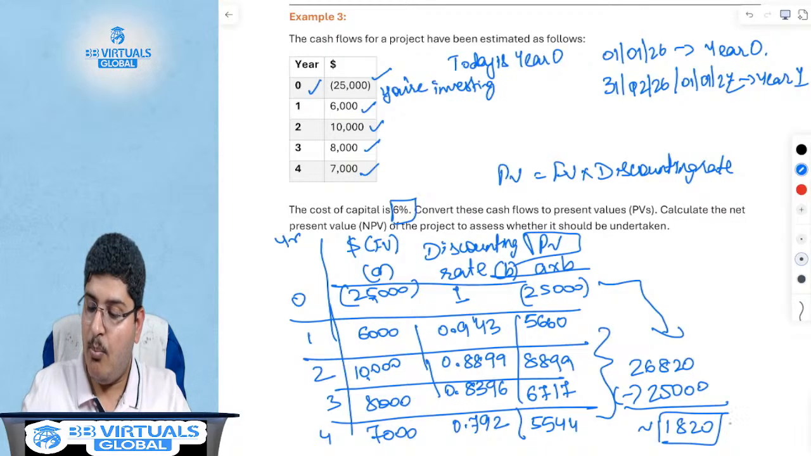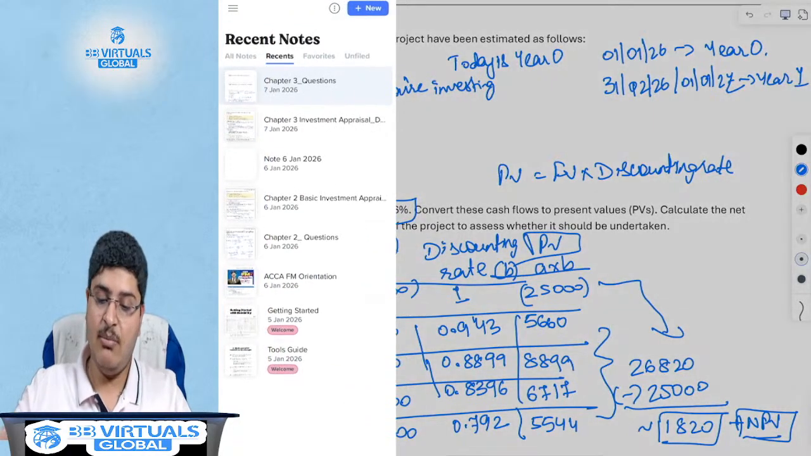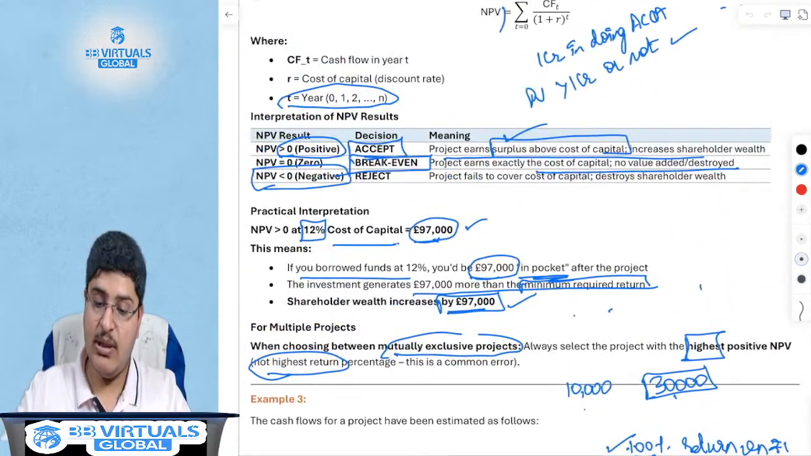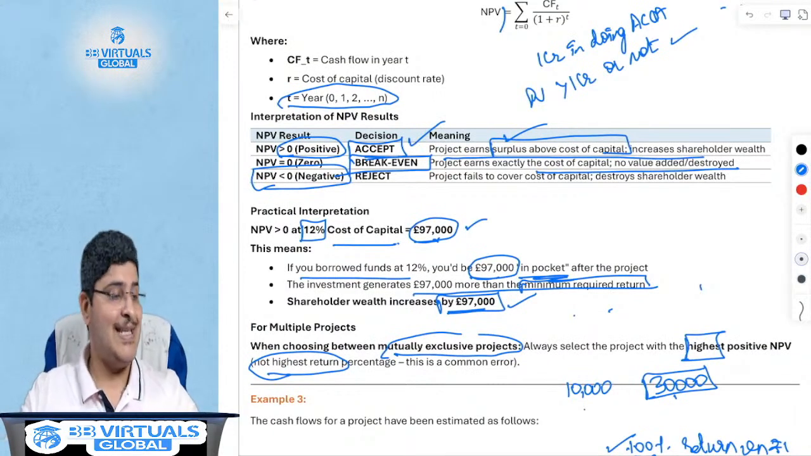This is a positive NPV, and hence if we go back to the decision making mechanism, if it is positive, you should accept the project.